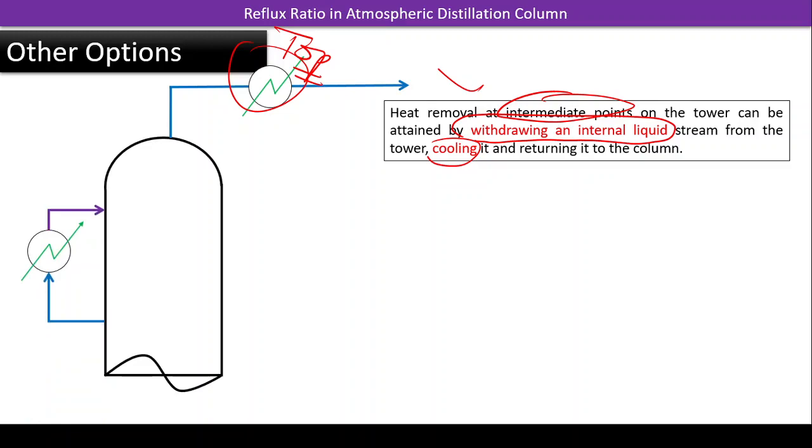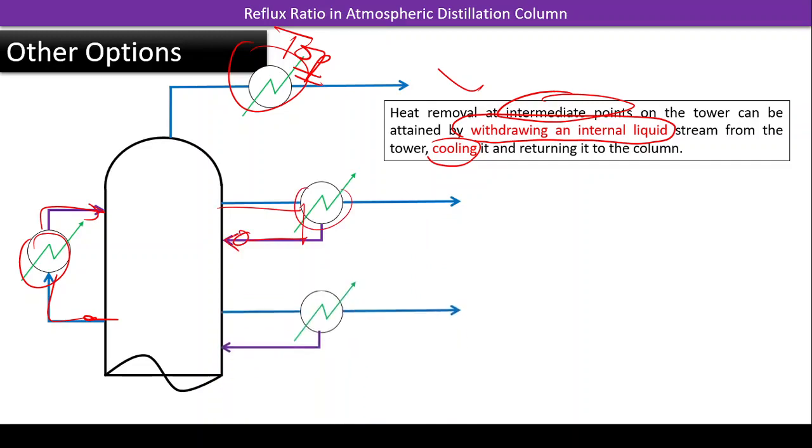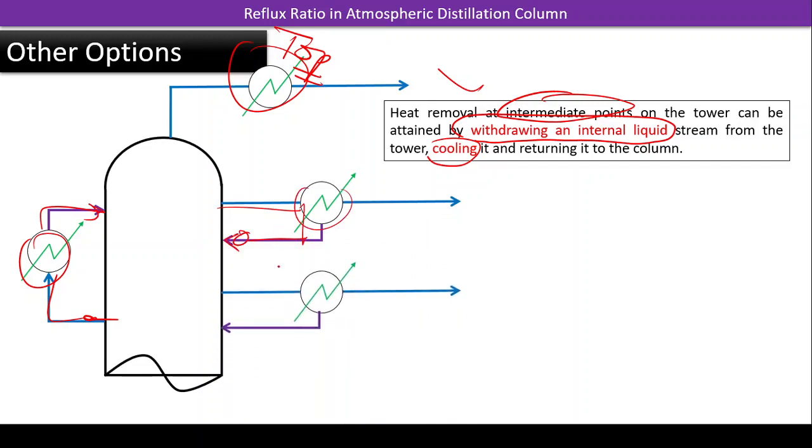For example, one case is that we can take the liquid, cool it, and send it back into the column. Second option, we can take the liquid, cool it, and send it back into the column. These are the two possible options, and both are basically the same option.